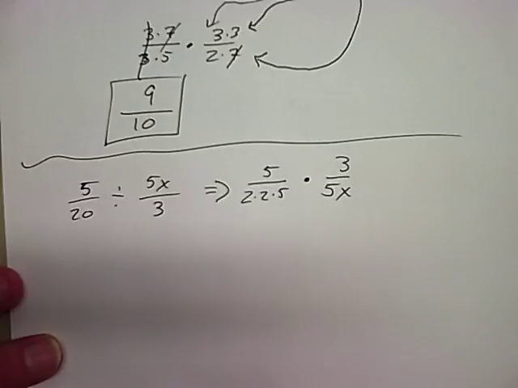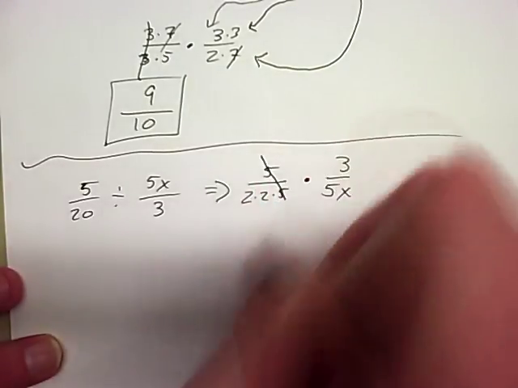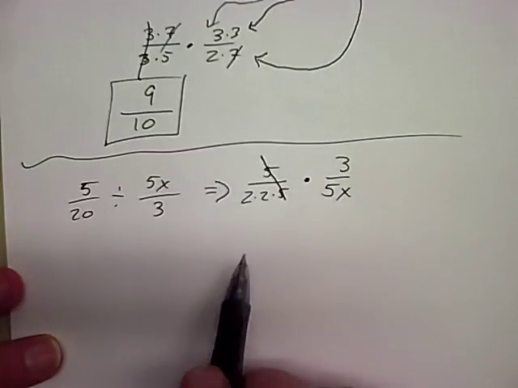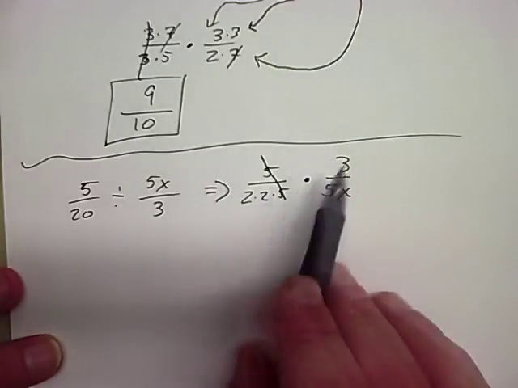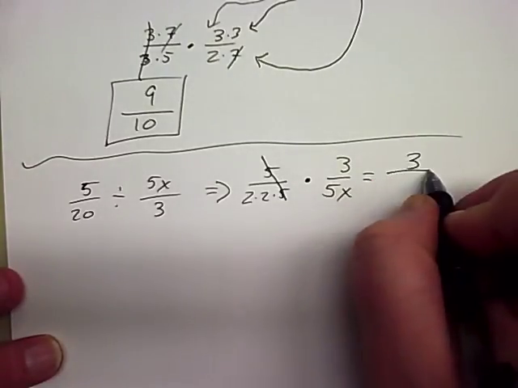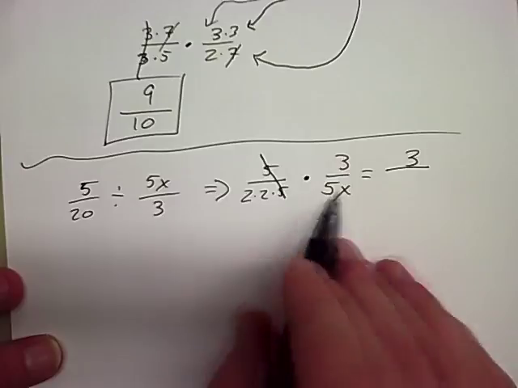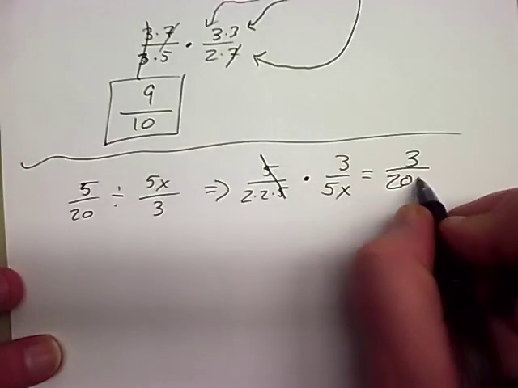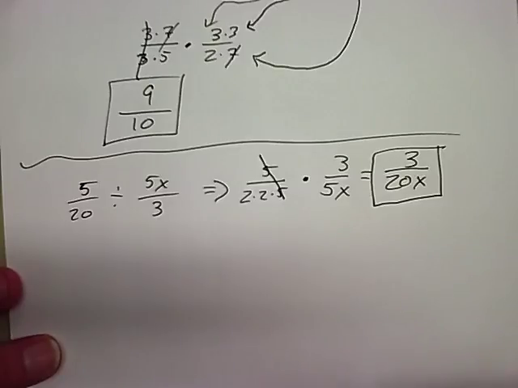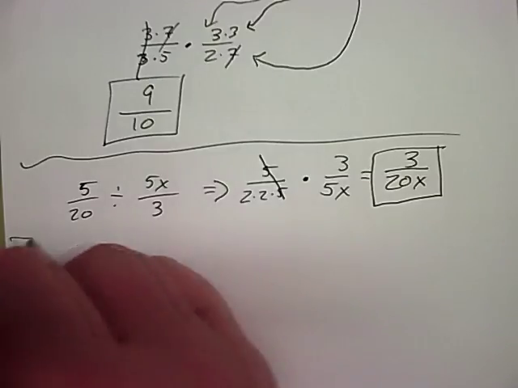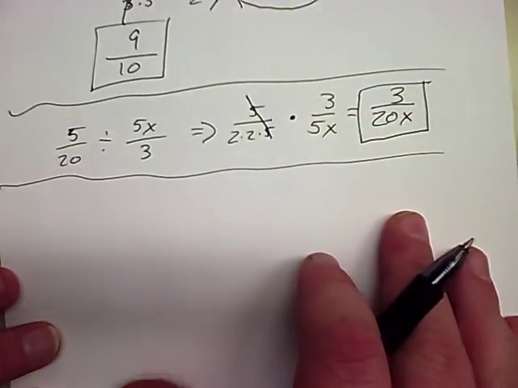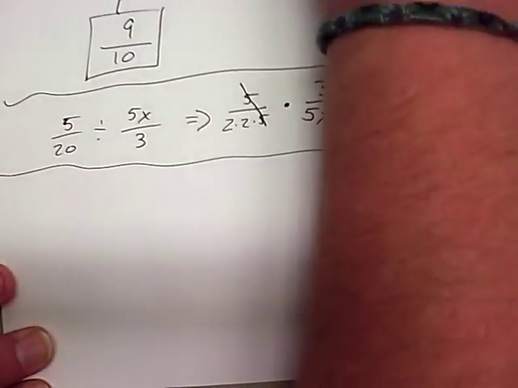Now I got to look to see what cancels. Well, the 5 is going to cancel with that 5. This 3 doesn't cancel with anything on the bottom, and there's no other 5 or x on the top. So now I'm left with 1 times 3, which is 3. 2 times 2, 4. 4 times 5 is 20. And then I have x. That's as far as I could take it. Let's take a look at one more example here. We've got actually 2 more examples. Try and make this video as quick as possible.